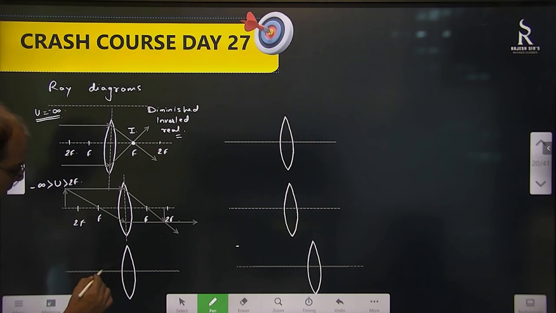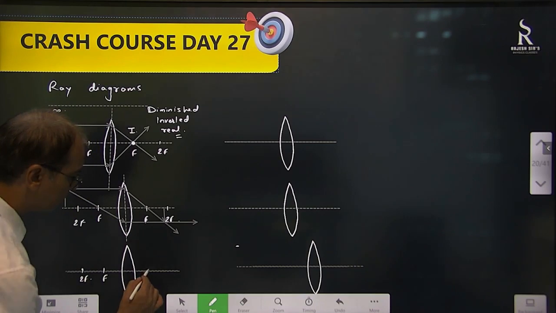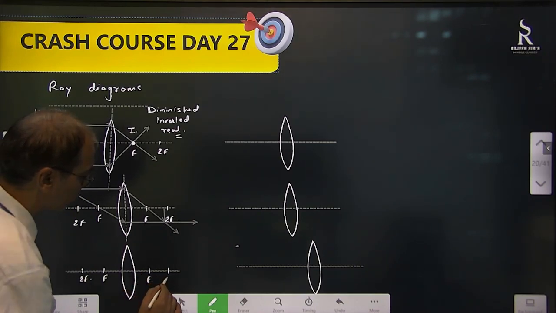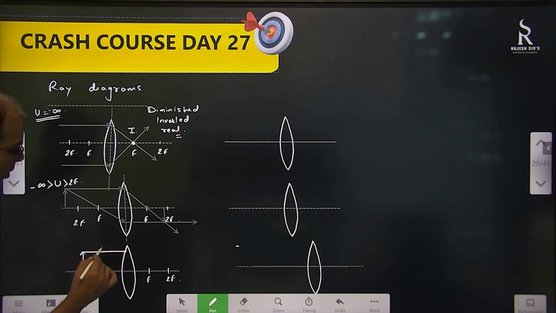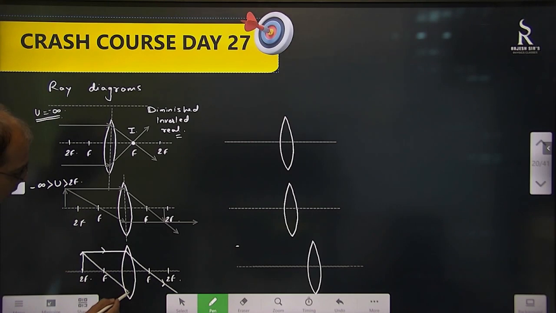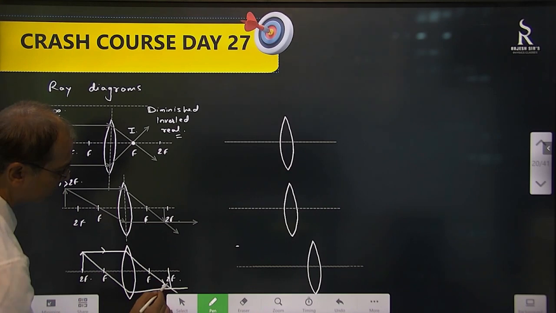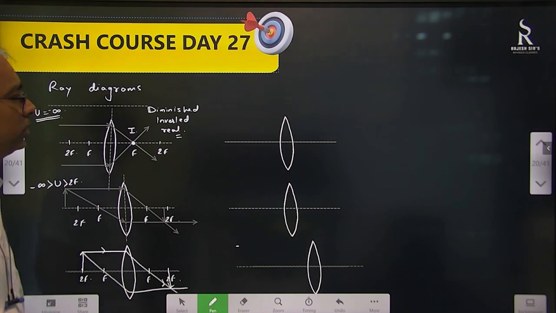So here again, F and 2F, the same way here also. This is F and here is 2F. Okay, I am making it directly. It does not take much time. It's going like this and then it will go in this way. Then here it will be, and then it will be going like this. So the image will form at 2F. Okay, same size image will come here.